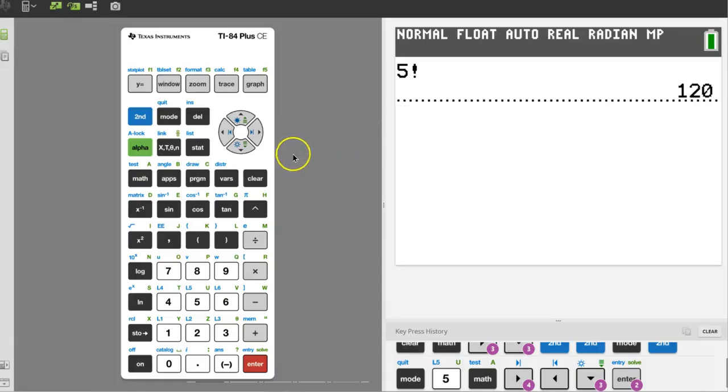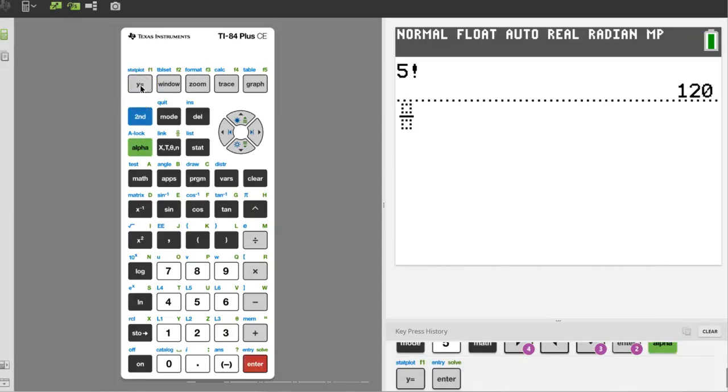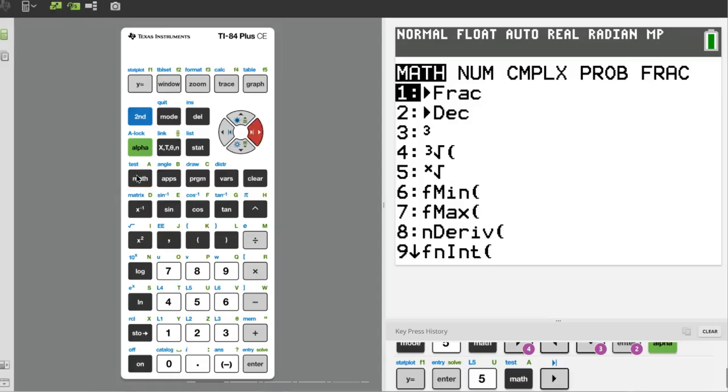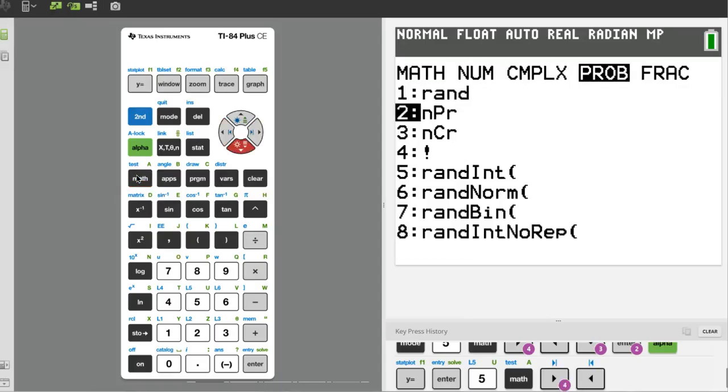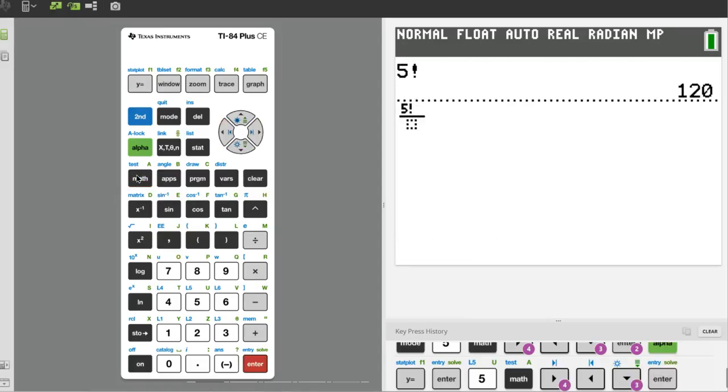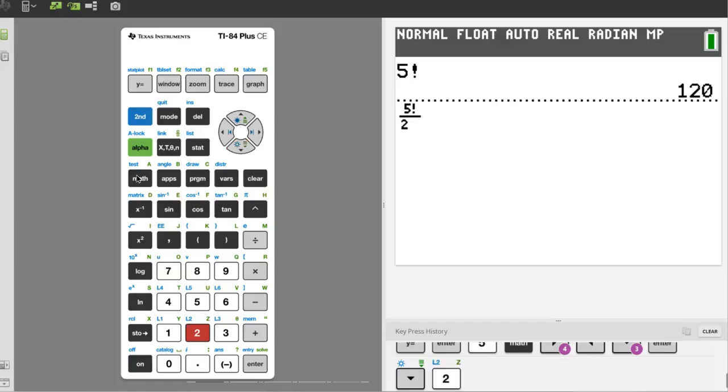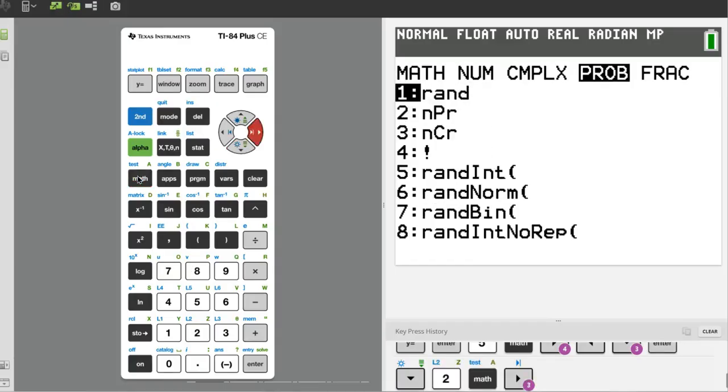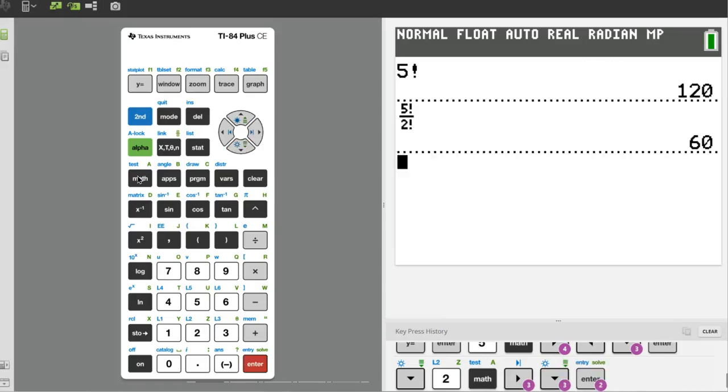It was 120. So on the calculator, it's easier to calculate sometimes if you have an expression like, say, 5 factorial divided by 2 factorial. I know this is an easy one. I'm just showing you. You can do this for difficult problems using the calculator. The answer would be 60.